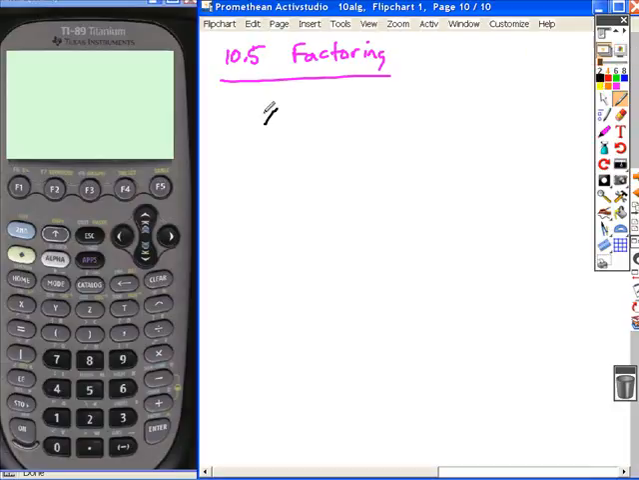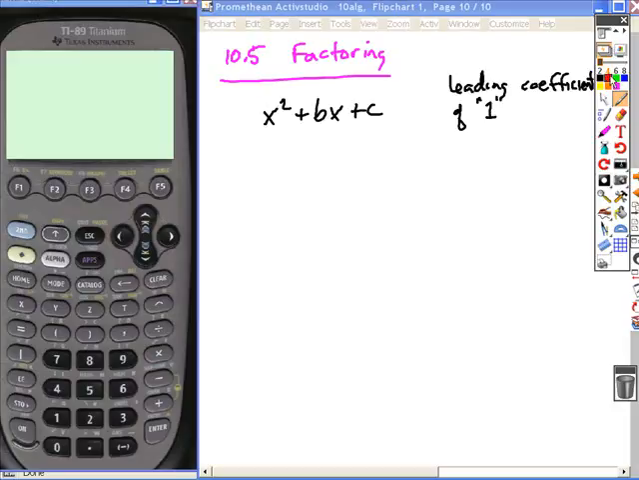The form that we're going to look at today is x squared plus bx plus c, which basically means a leading coefficient of 1. And there's a separate rule for leading coefficients that are something other than 1, but for a leading coefficient of 1, it's real simple what you're looking to do. You're looking to take an expression and basically reverse FOILing it.